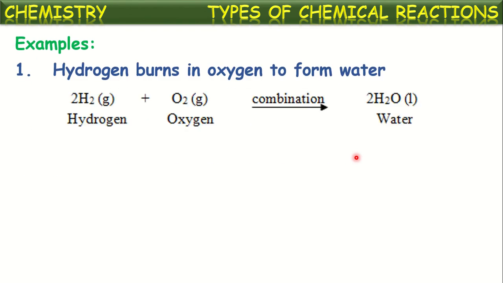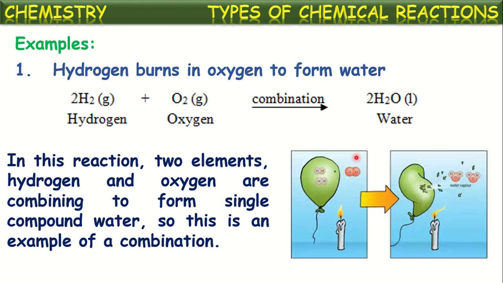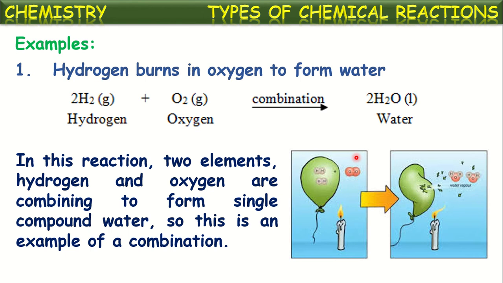Hydrogen combines with oxygen to form water. We know hydrogen reacts with oxygen to form water. In this reaction, hydrogen and oxygen, two elements, are participating. They are combining together to form a new compound, water. So this is one combination reaction in which two elements are combined together to form a compound. There is a combination between two elements.